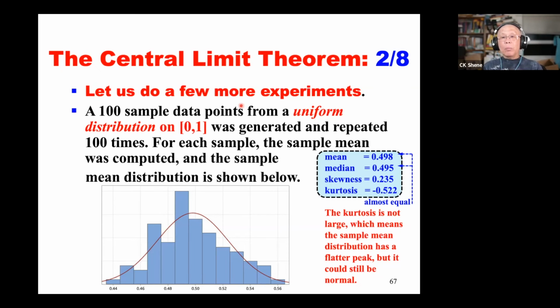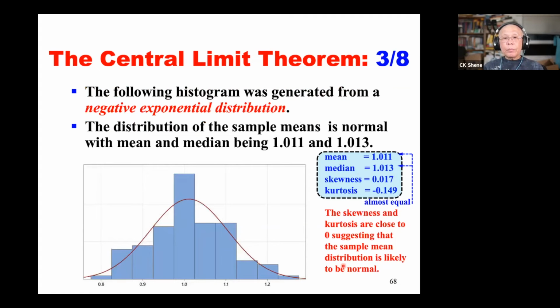So the mean of this 100 would be 0.498, which is close to 0.5. And the median is also close, and the skew is 0.235, not so large, but definitely not small. The kurtosis is negative 0.522. It's negative, so the kurtosis is not very large, which means the sample mean distribution has a flatter peak, but it could still be normal. So this is what we get from a uniform distribution.